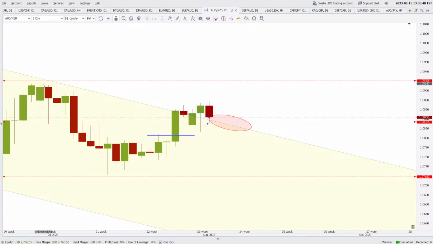Now this is my polyline. This was a high. This is higher than this one. This was the low that the price made. Then it made a lower high and a lower low. So I'm looking for a selling opportunity in this market from this market structure's point of view.